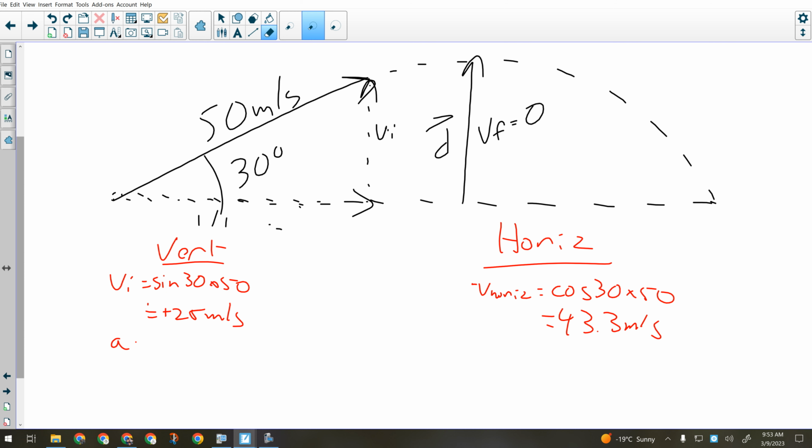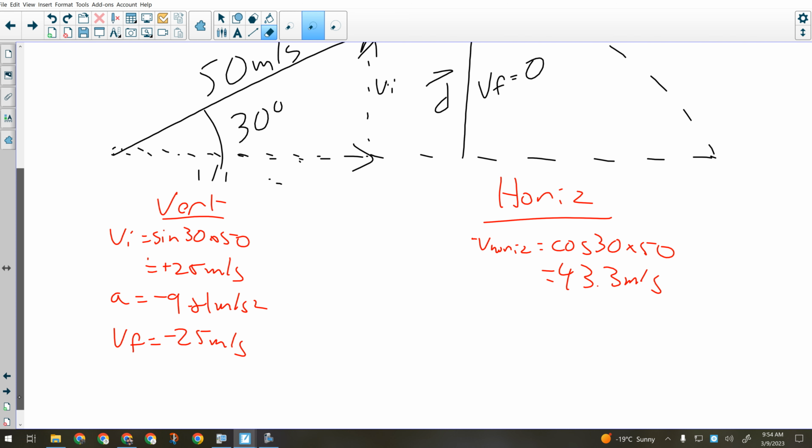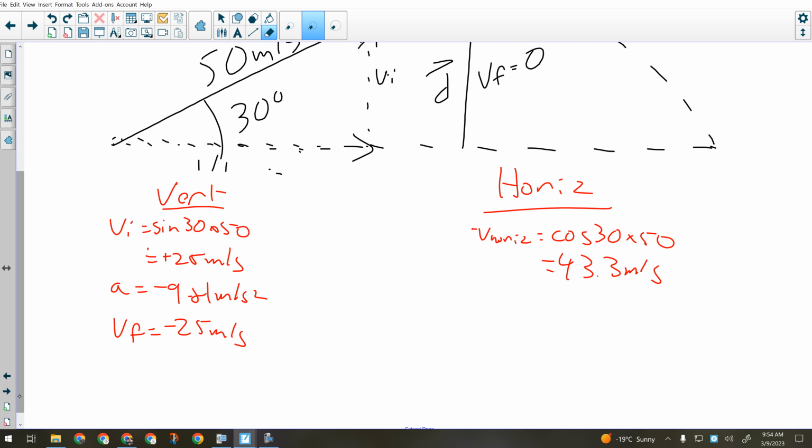Okay, a is going to be negative 9.81 meters per second squared. And since we're not told otherwise, V final will be negative 25 meters per second. And of course, our overall displacement over the whole flight would be 0. All right. If I want to calculate the horizontal distance, then I need the time. Time I would get over here, same as we always have, V final minus V initial over a, so negative 25 minus 25 over negative 9.81.